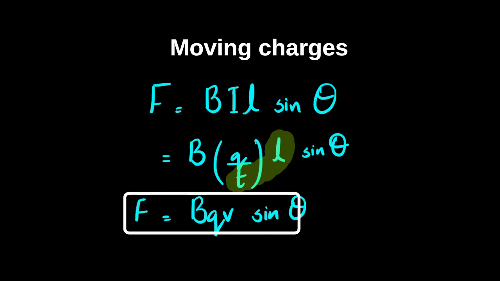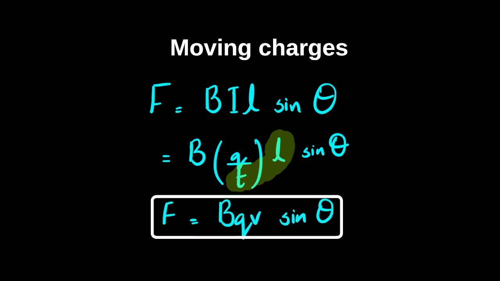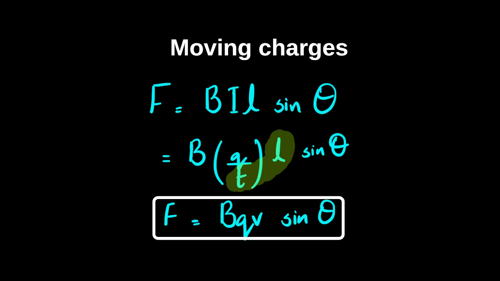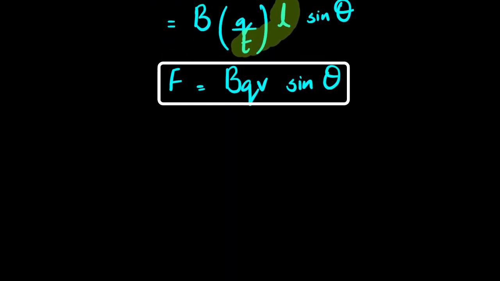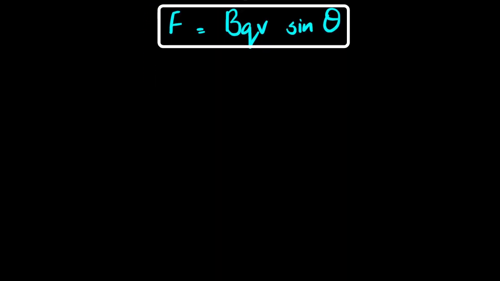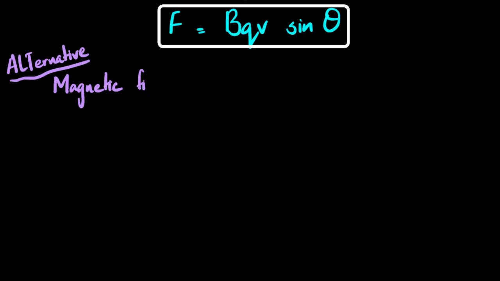So this is also an important equation and will be used whenever we are dealing with charges in a magnetic field. So now let's go forward with this result in mind. In light of this concept that we just discussed, you have another alternative definition for the magnetic field as well. So a magnetic field can also be defined like this.